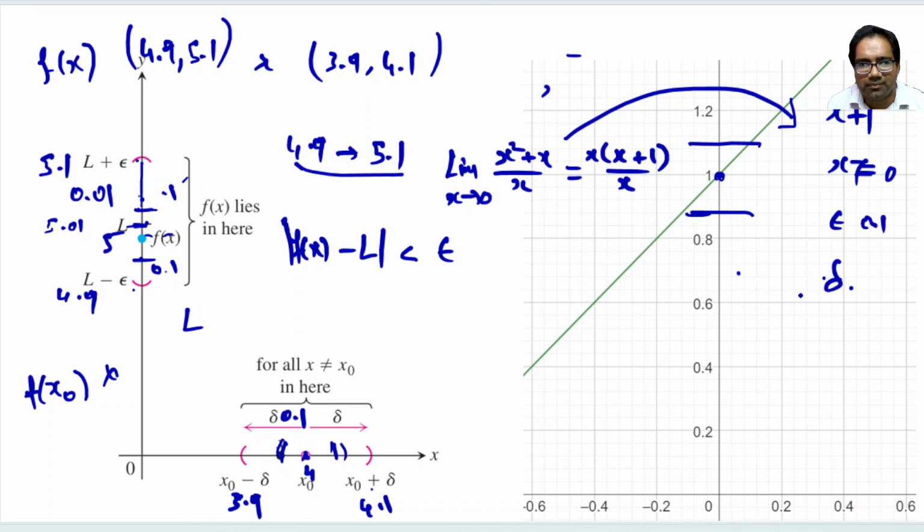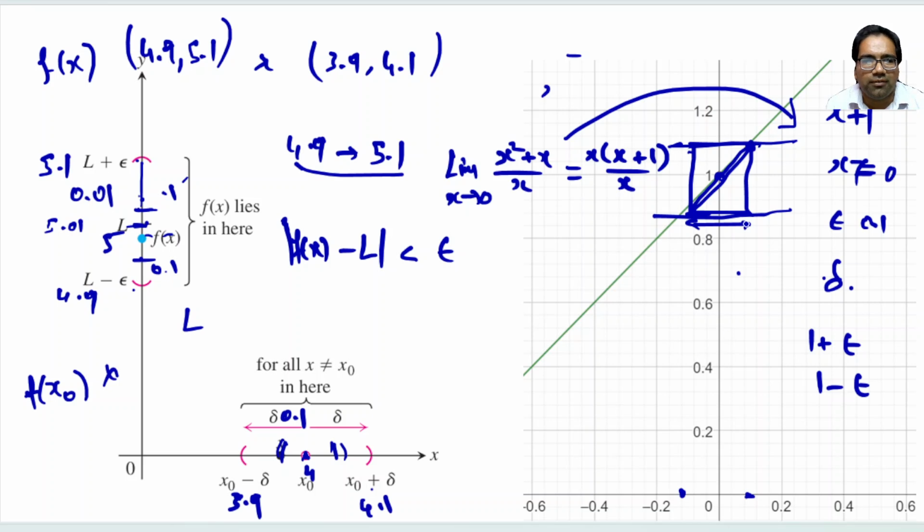There should be a delta. In this case, what is the delta? The delta is again 0.1, that is, 0 plus 0.1 to 0 minus 0.1. Between this range of delta, minus 0.1 to plus 0.1, this part of the graph is entirely lying between these two lines. What are these two horizontal lines? The horizontal lines are 1 plus epsilon and 1 minus epsilon.